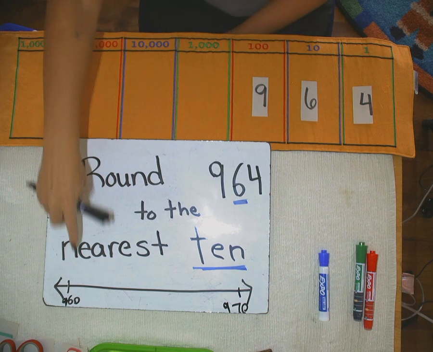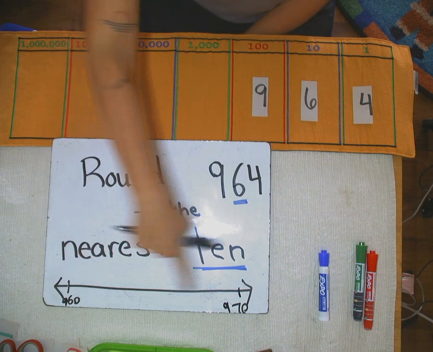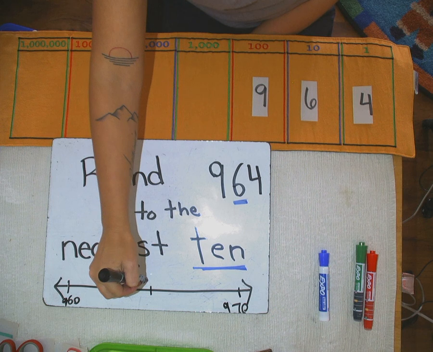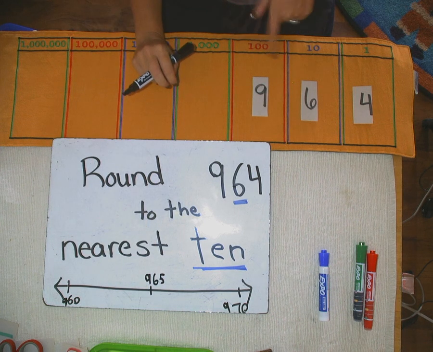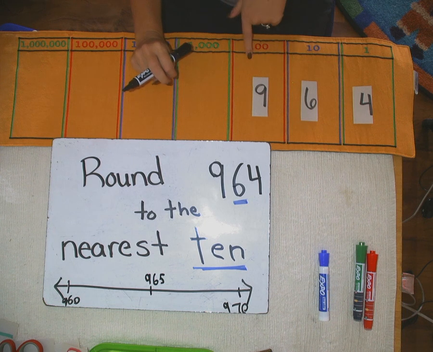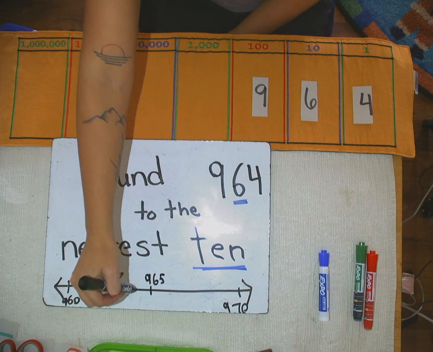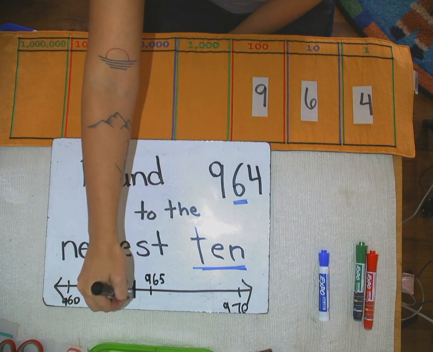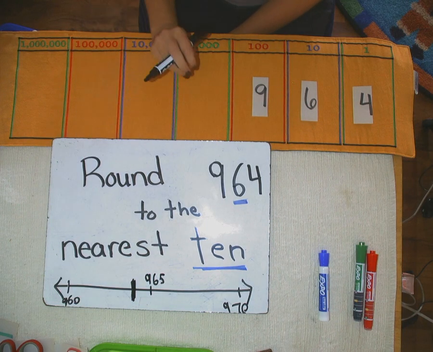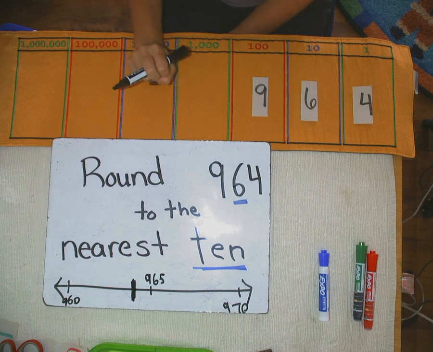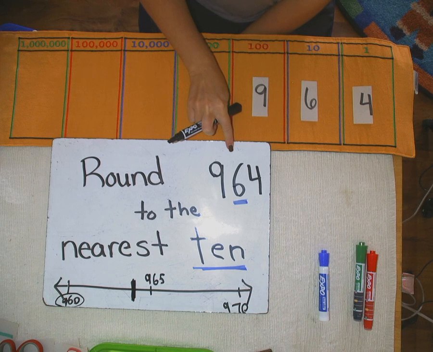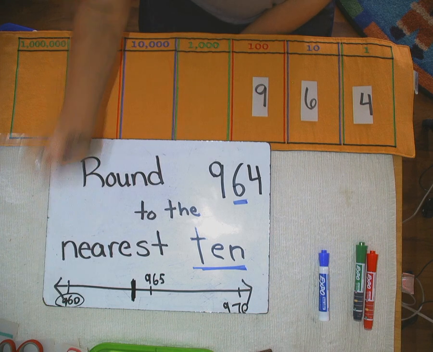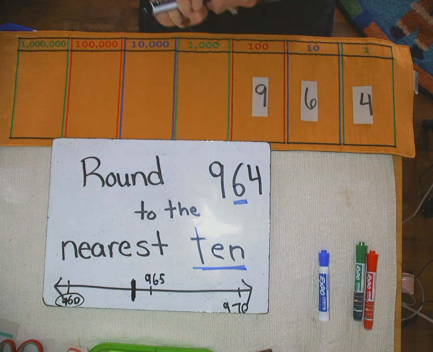We also know on our number line that between 960 and 970 is the number 965, right in the middle. So the question is, with the number 964, which number is it closest to? You can see that it's just before 965, closer to 960. That means to round 964 to the nearest 10, the solution is 960.